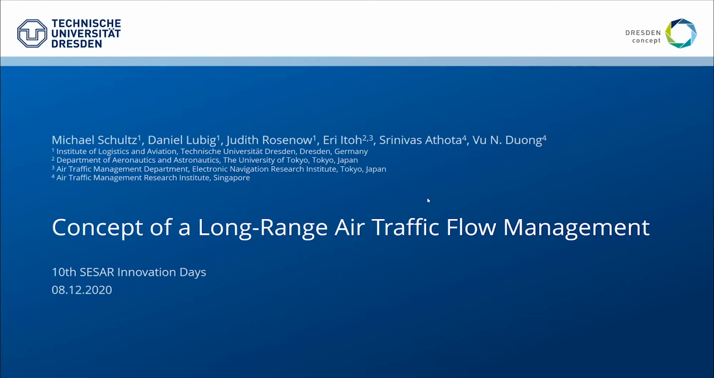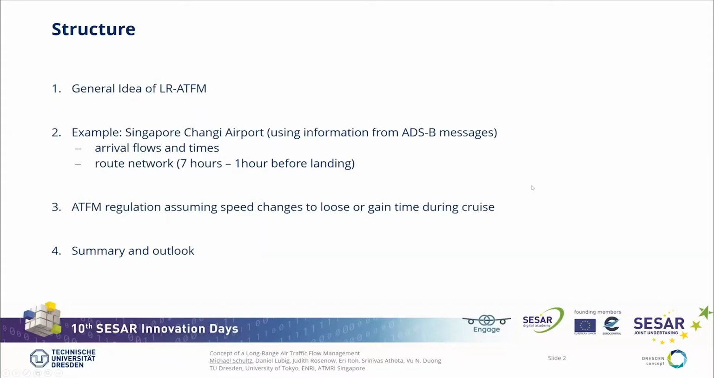So the talk today is structured in, I would say, more or less four major points. The first one is I want to introduce the general idea of the long-range ATFM, the long-range air traffic flow management concept. Then I want to give you an example. We use the Singapore Changi Airport environment as this example environment, and all the data we use for this we are extracting from ADS-B messages. I will come to this later. We extract the arrival flows and times, meaning locations, positions, and then time to fly to the airport itself.